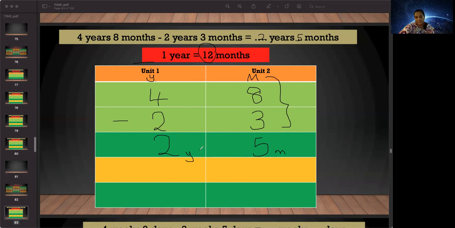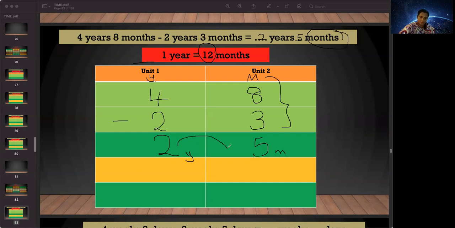Now, let's say the question asks you to answer just in months: 4 years, 8 months minus 2 years, 3 months, answer just in the unit of months. How would you do that?